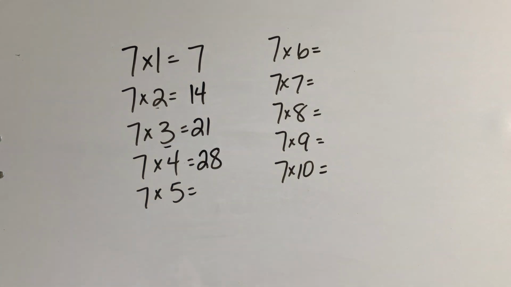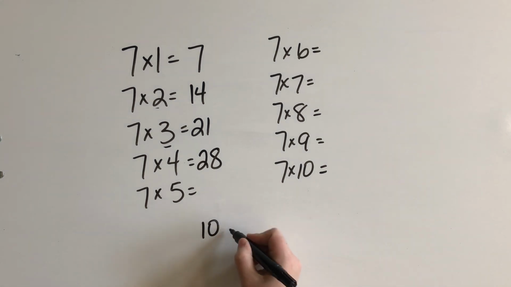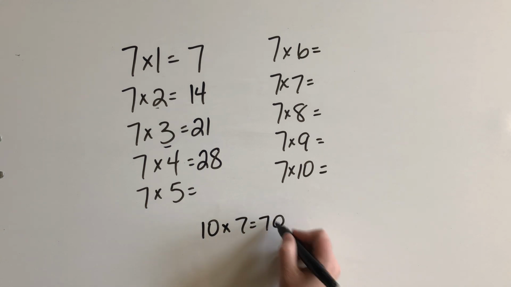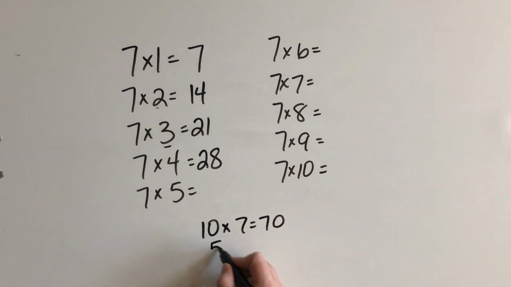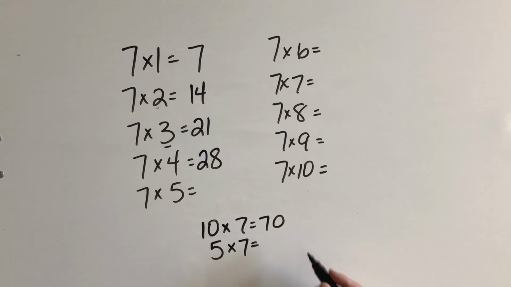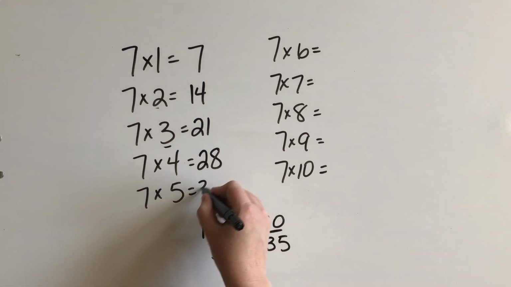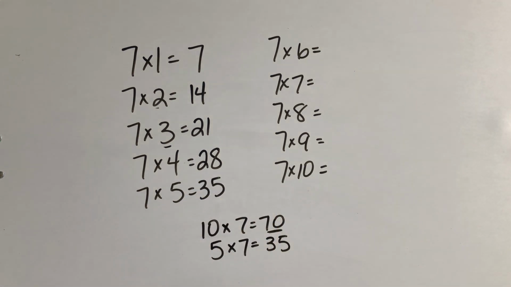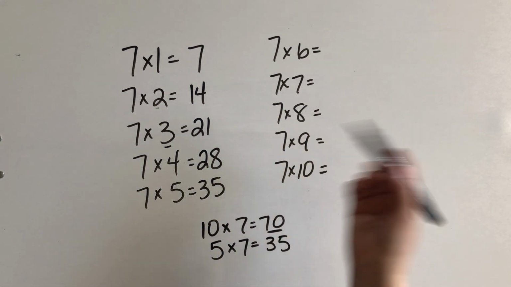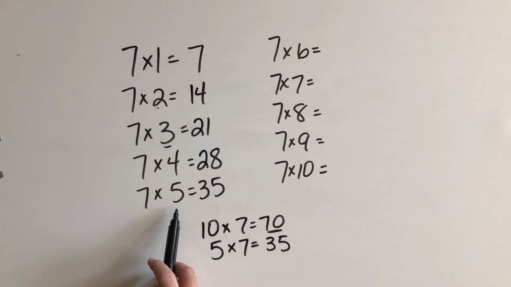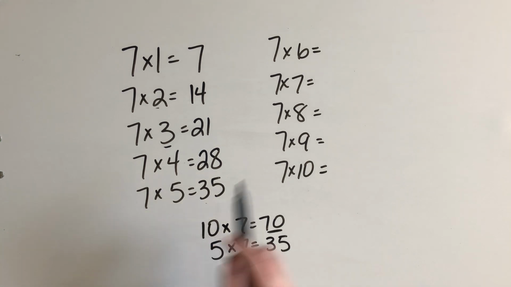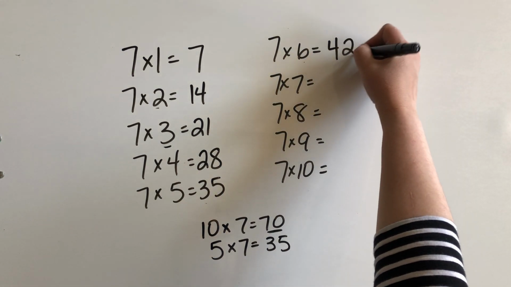Now for 7 times 5, I remember in my head that strategy that I learned for tens. So I know that 10 times 7 is 70. Half of 10 is 5. So the product is going to be half. So it's going to be 35. And if you haven't watched the 5s video yet, make sure you watch that for that strategy. Now let's go through and, okay, so let's start with 7 times 6. So I know that 5 groups of 7 is 35. So 6 groups of 7 is just going to be 7 more, and that's 42.